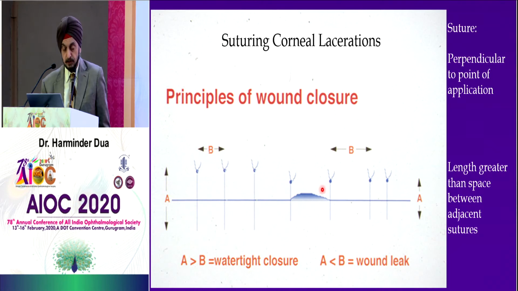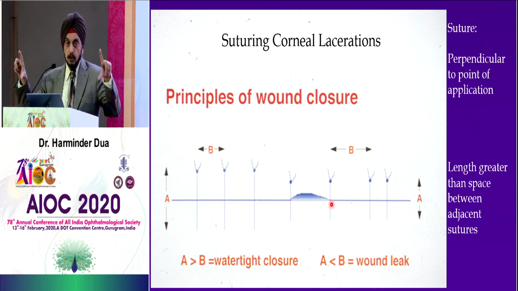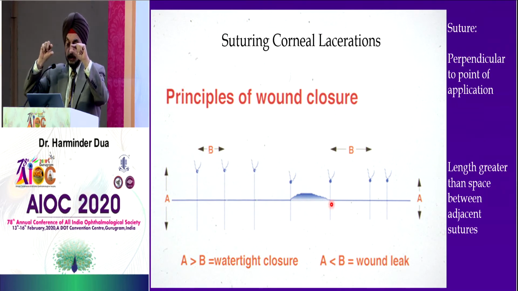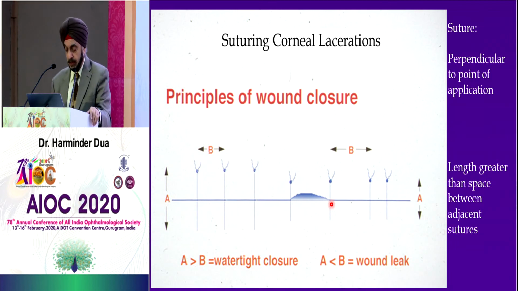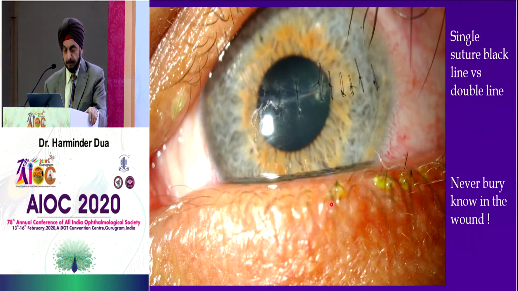If the distance between two sutures is more than the length of your suture, it will leak in between over there, and you would then have to put another stitch over there. The length can vary. Usually closer to the limbus they are longer, and as you move to the center they are shorter, the sutures, but you can vary the distance between the sutures according to the length that you are using. Now this is an example of how a corneal suturing should not be done.